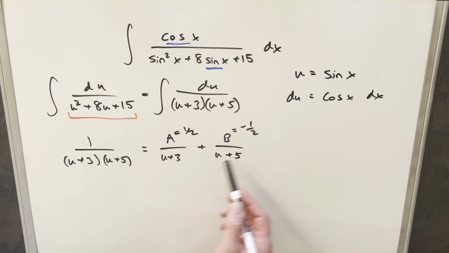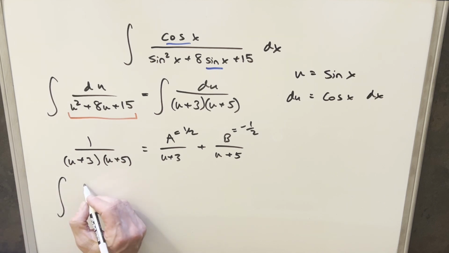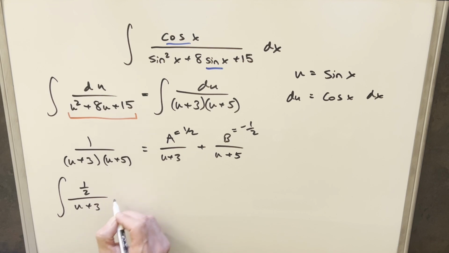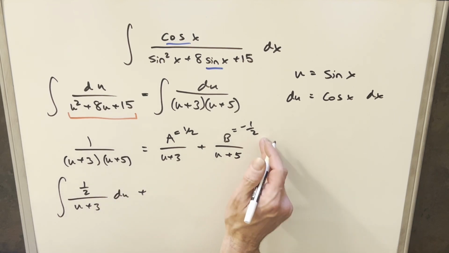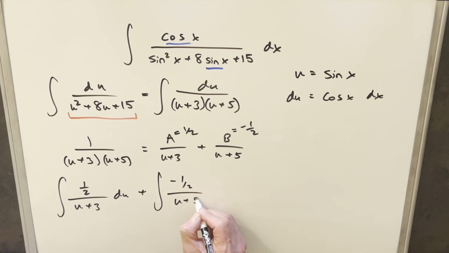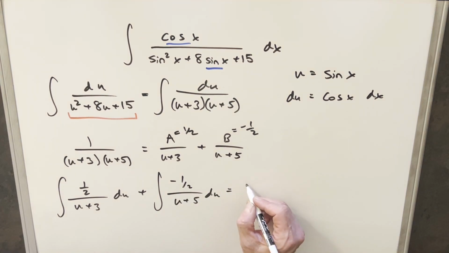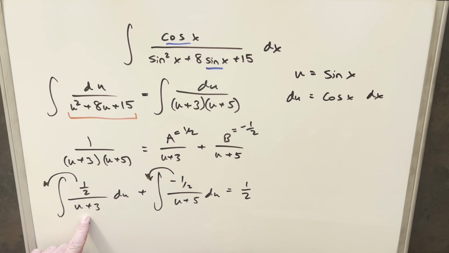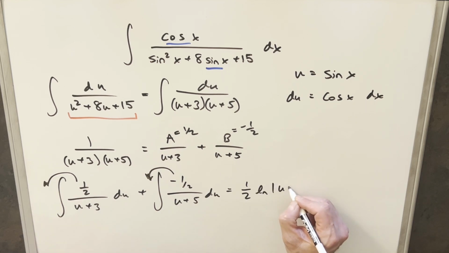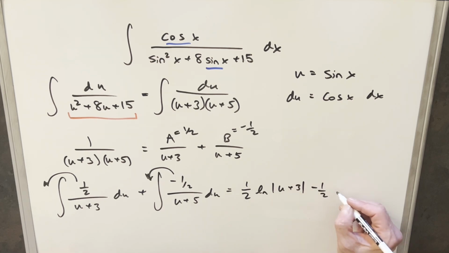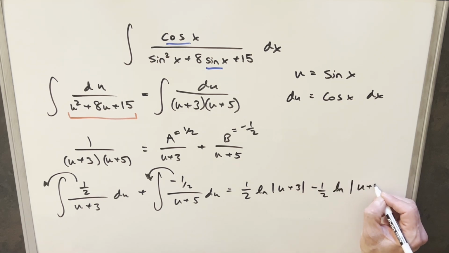So now that we have our A and B values, we can go ahead and split this into two integrals. The first one will have our A value, 1/2 over u plus 3 du, and then our second integral uses this B value, minus 1/2 over u plus 5. Well, these are two really easy integrals. For the first one, we'll take the 1/2 out front. We could bring these out front of the integral, it doesn't really matter. And then for this, we're just going to have natural log absolute value of u plus 3. And then really similar for the second one, we have our minus 1/2 out front, natural log of u plus 5.